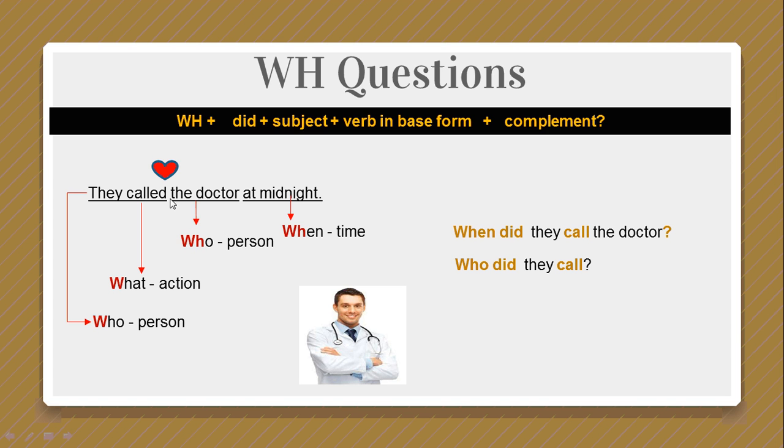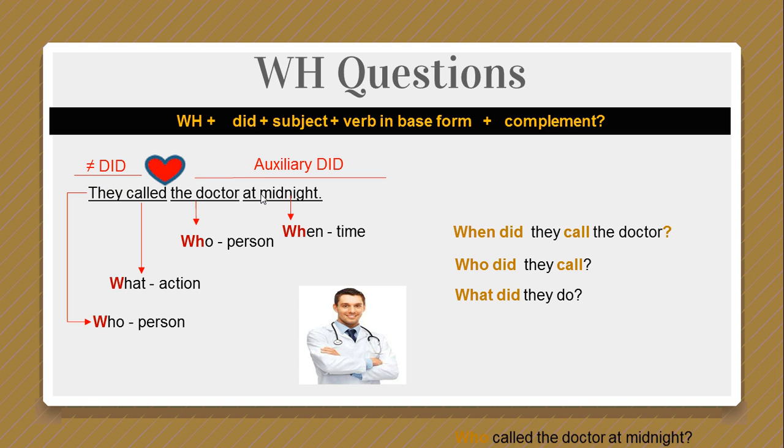Remember that after the verb, we need an auxiliary verb. What did they do? And for the subject of this sentence, we do not require an auxiliary. We simply replace. Who called the doctor at midnight? They did it. They called the doctor.